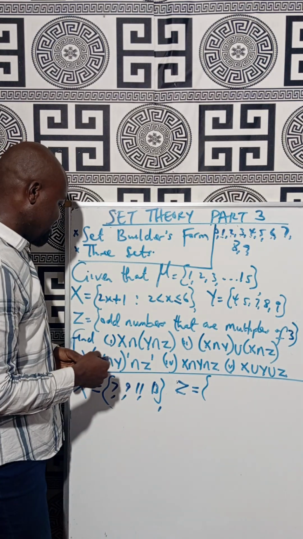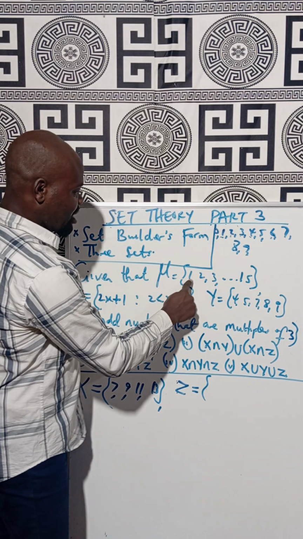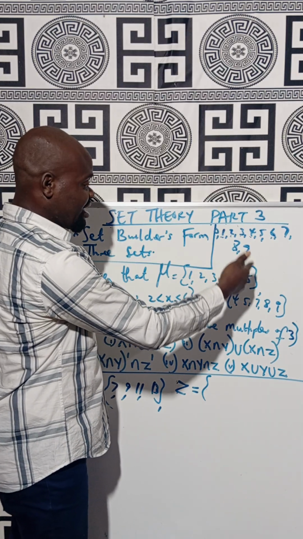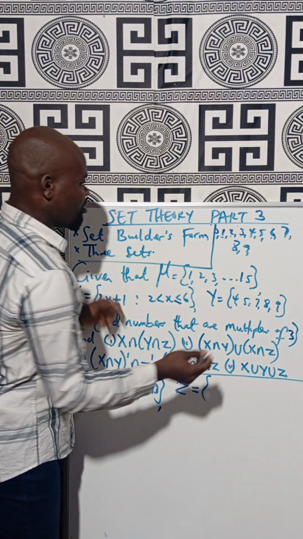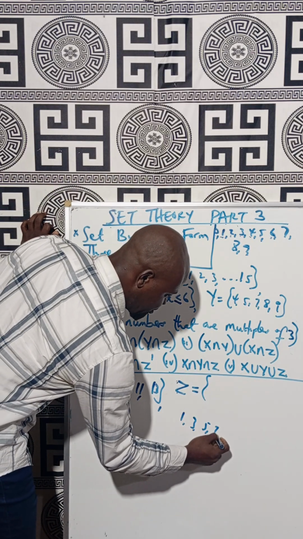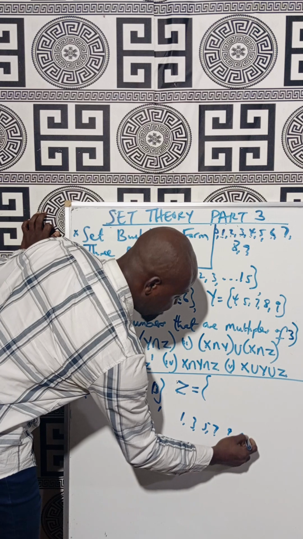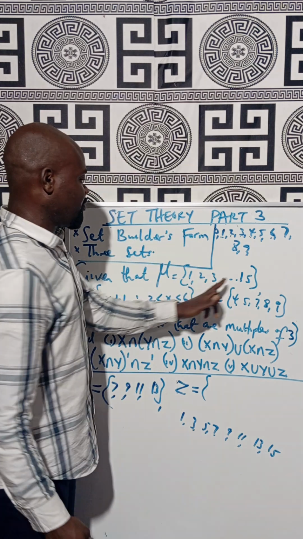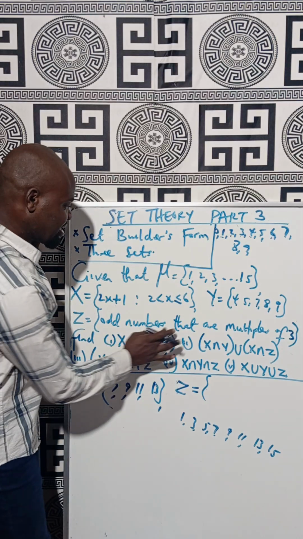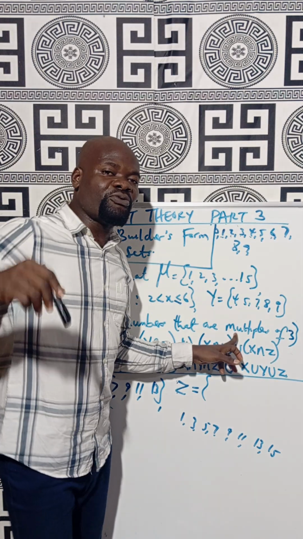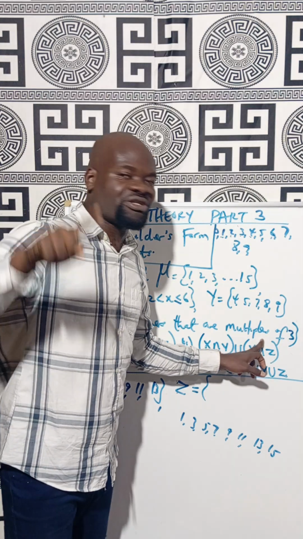What are the odd numbers that we have here now? That means we have 1, 3, 5, 7, 9, 11, and 13. So let me list out the odd numbers now. We have 1, 3, 5, 7, 9, 11, and we have 15 also, because it's up to 15. Those are the odd numbers. Now, the ones that are multiples of 3. What are the multiples of 3? Multiplication table of 3.